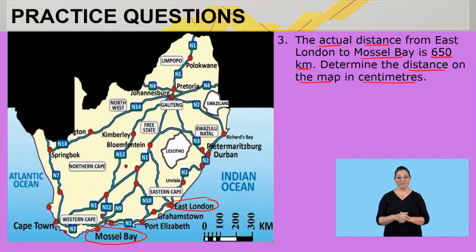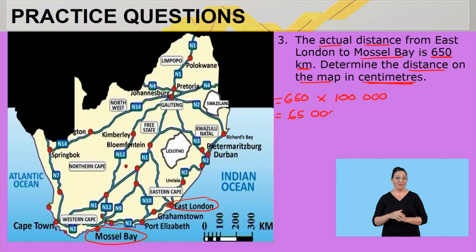So first of all, I'll take my 650 kilometers, and I will multiply that by 100,000. Remember, now I'm converting this to centimeters. So therefore 650 multiplied by 100,000 will give me an answer, and I'll write it here at the bottom, of 65 million centimeters.